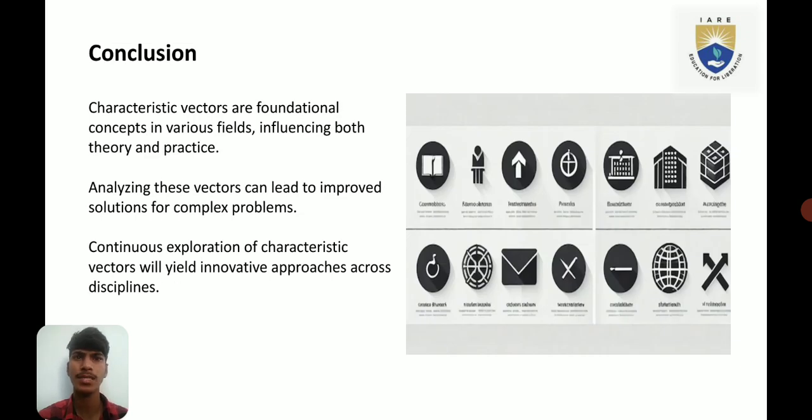Conclusion. Characteristic vectors are foundational concepts in various fields, influencing both theory and practice. Analyzing these vectors can lead to improved solutions for complex problems. Continuous exploration of characteristic vectors will yield innovative approaches across disciplines.